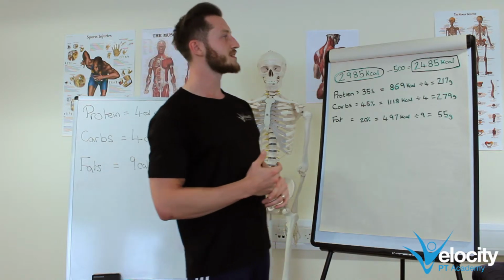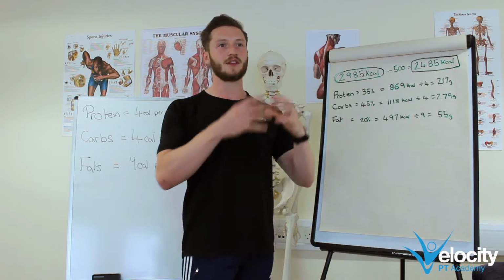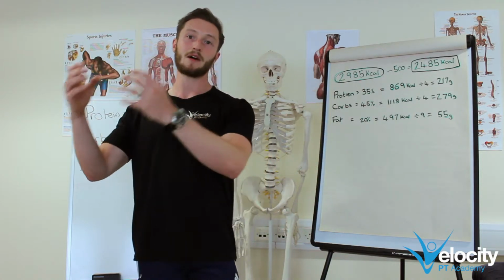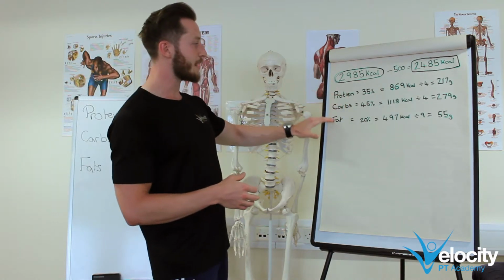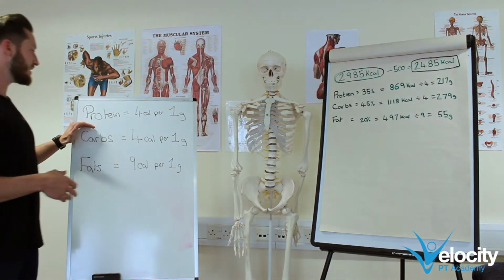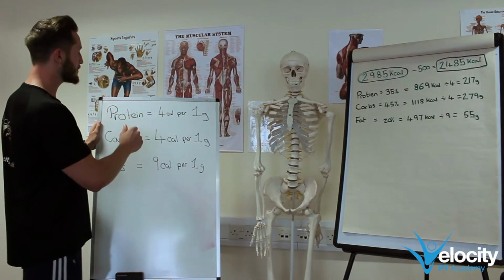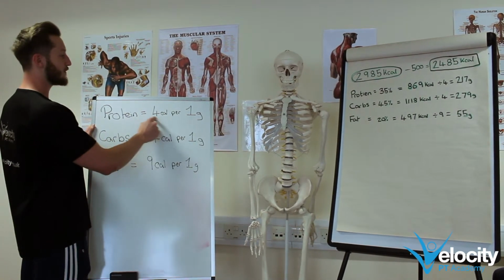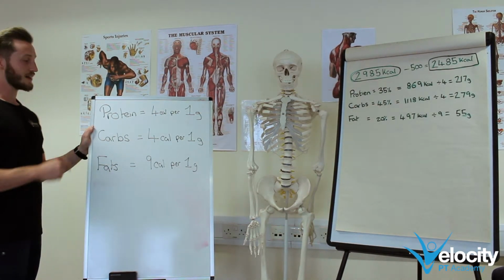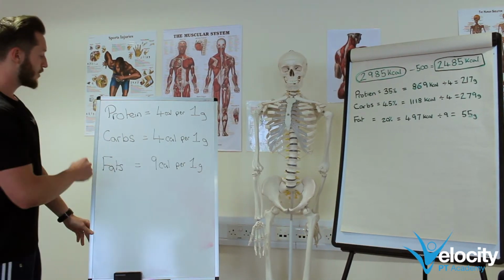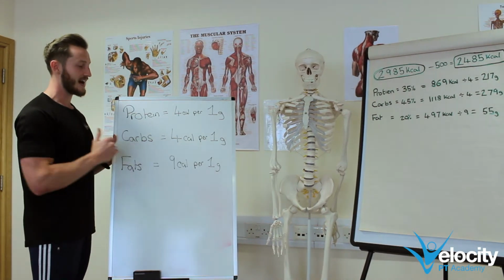So what we're going to do is turn this into grams. So you need to eat this amount of grams of protein, this amount of grams of carbs, this amount of grams of fat. So what we're having a look at is splitting it into protein, carbs and fats. If you have a quick look here, just as a standard rule of thumb, for every 1 gram of protein that you eat, that has 4 calories. For every 1 gram of carbs that you eat, that again has 4 calories. Whereas for every 1 gram of fat that you eat, that has 9 calories.